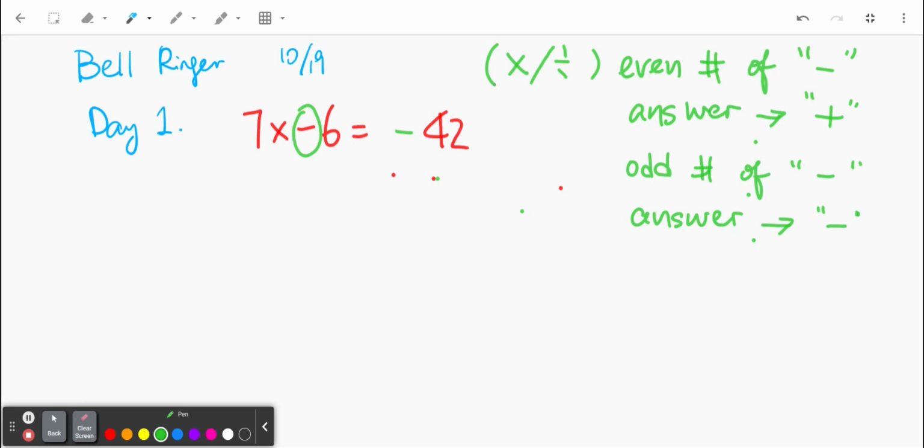Do we have even number of negative sign or odd number of negative sign? So Naya, do we have even number of negative sign or odd number of negative sign?